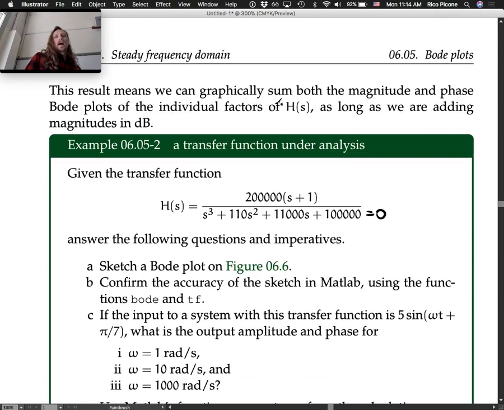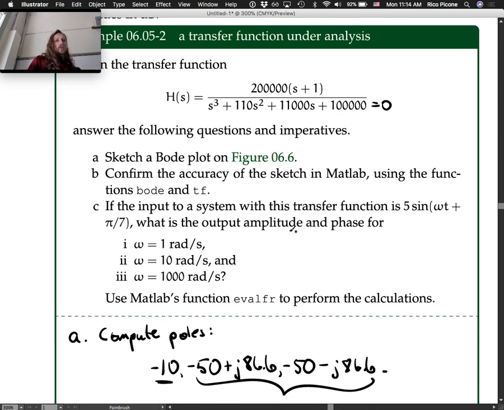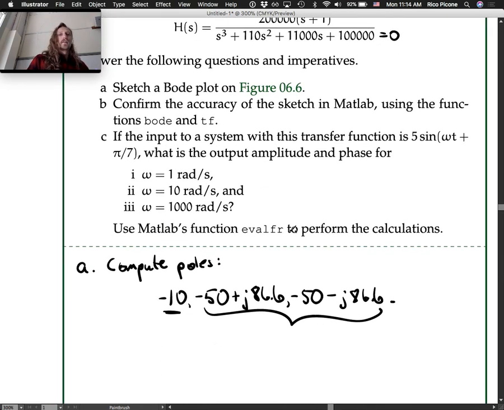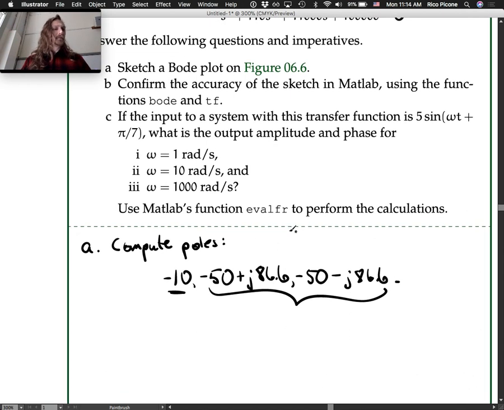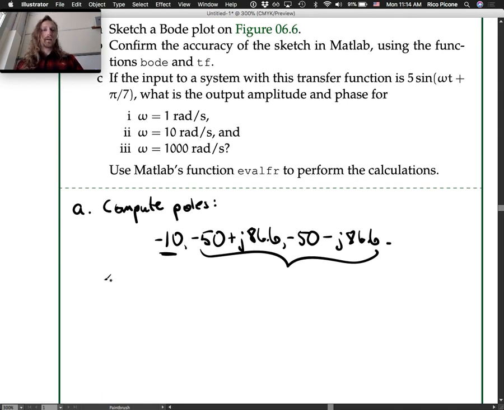Okay, so we've got the beginning. We have identified what we want to decompose this bigger transfer function into. So let's actually do that. Factoring.